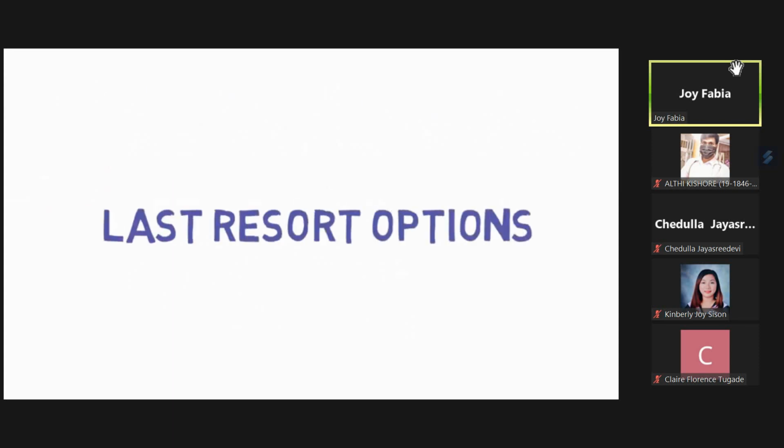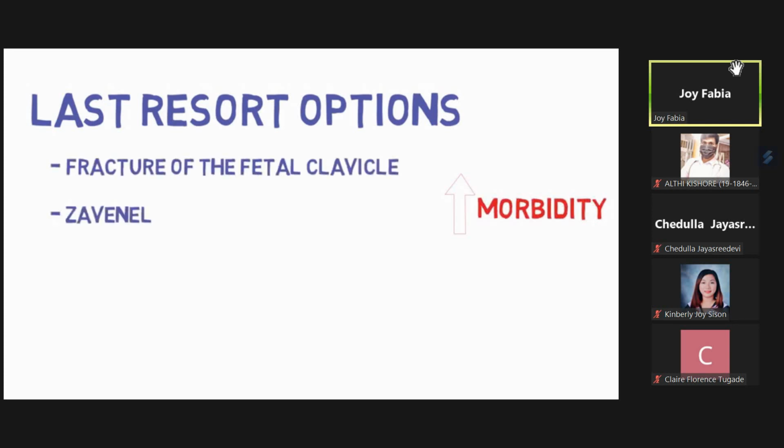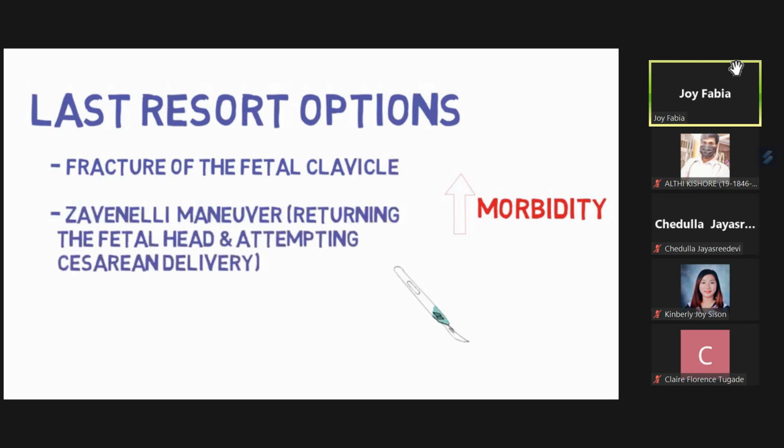If none of the steps of the acronym work, there are several last resort methods that can be considered. However, these are associated with a significant increase in fetal and maternal morbidity. These include fracture of the fetal clavicle, Zavanelli maneuver, or returning the fetal head and attempting a cesarean delivery, and symphysiotomy, separation of the maternal pubic bones.